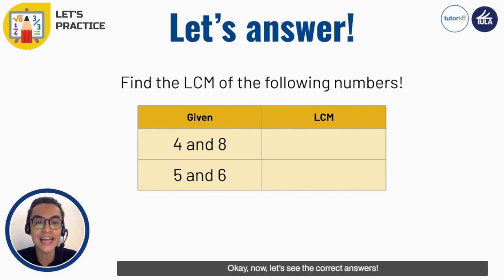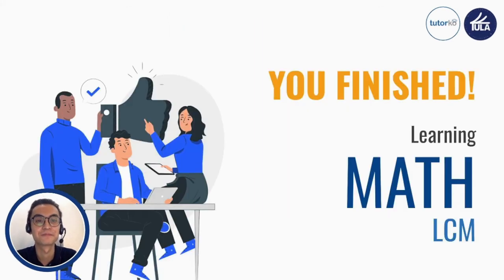Okay, now let's see the correct answers. The LCM of 4 and 8 is 8, and the LCM of 5 and 6 is 30.